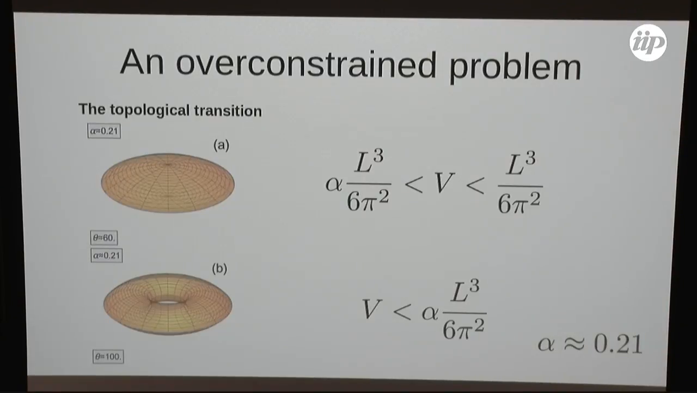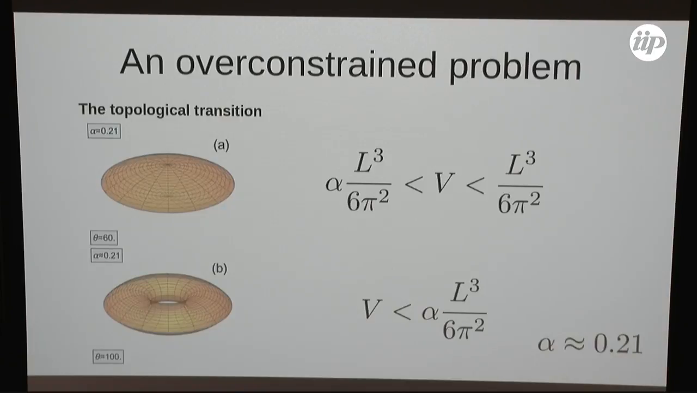So we have two situations that are topologically different. For volumes in this range, the axisymmetric surface with minimal area encasing a given volume with a given equatorial perimeter is what I will call a lens bubble. And if V is smaller than this, the surface will be a doughnut bubble, a toroidal bubble.